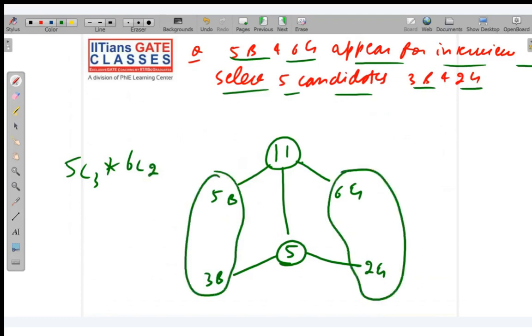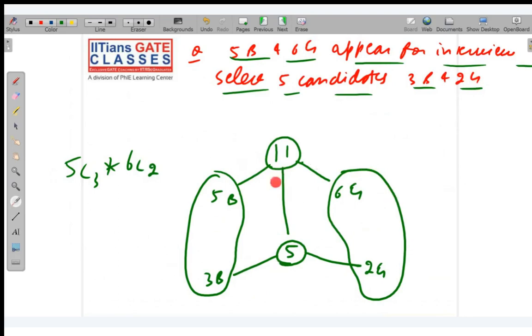So every time this type of question comes in the exam, you will make a figure like this, and from the figure you will answer 5C3 into 6C2. From 5 boys you want to pick 3 boys, so 5C3. From 6 girls you want to pick 2 girls, 6C2. That is the answer. But why have I made this figure? You will get it after a few slides. But it's my kind suggestion.